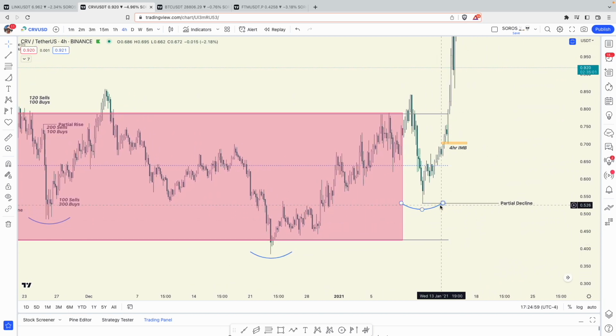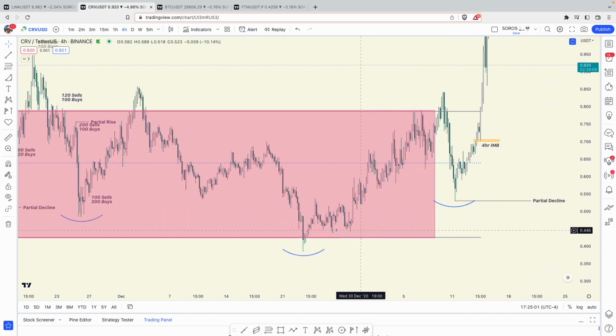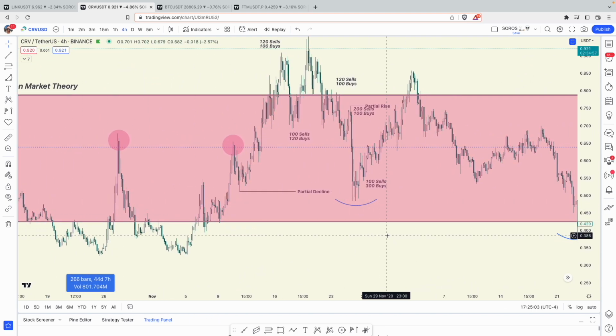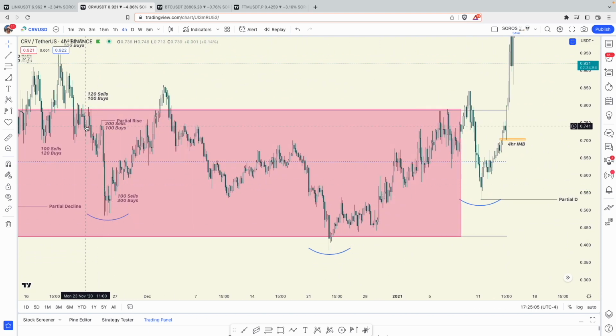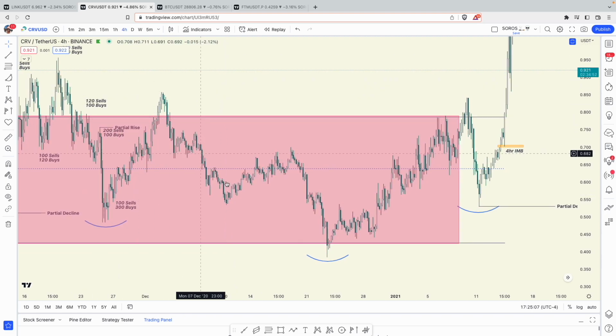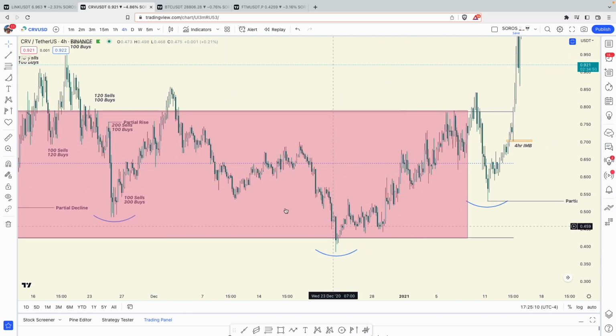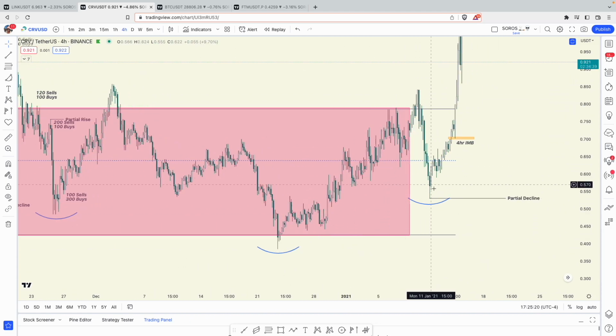It then makes a partial decline over here. This is a clearer example than the one over here, but the idea would be it's kind of like an inverted head and shoulders or inverted Quasimodo or bullish Quasimodo pattern. But the idea would be it's a momentum shifting structure. Low, lower low, taking out liquidity, higher low within the range value.